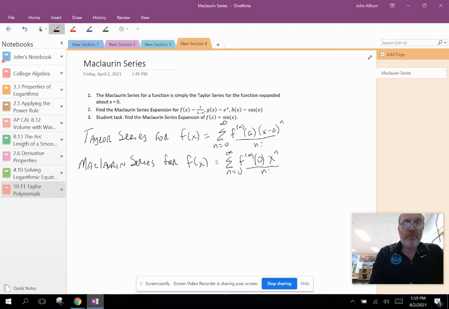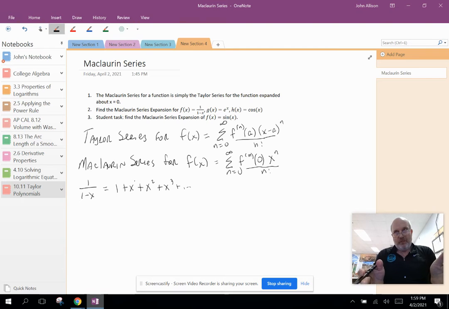So let's take a look at this geometric series that we already know. We showed this just using simple division the other day. It is equal to 1 plus x plus x squared plus x cubed plus dot, dot, dot, and just keeps going and going. And remember, this series is convergent for values of x between negative 1 and 1, not including negative 1 and 1.